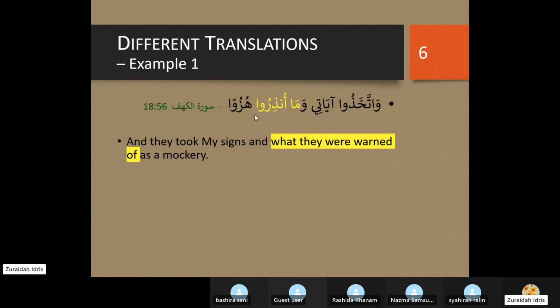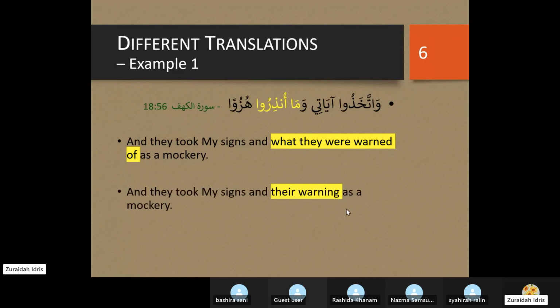You notice there's also a drop here, because we're not talking about they, we're talking about what they were warned of. So there's something that's missing here, but we're not talking about that now. We're talking about the difference in translation between when ma is a mausul and when ma is masdari.